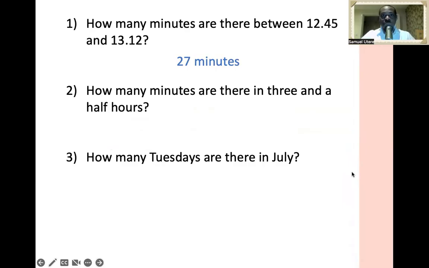So here you were asked how many minutes are there between 12:45 and 13:12? Between 12:45 and 13:12, it is 27 minutes. Why? Between 12:45 and 1300 hours, it is 15 minutes, because 45 to 60 is 15. And then from 1300 to 13:12, that's 12 minutes. So 15 and 12 is 27.